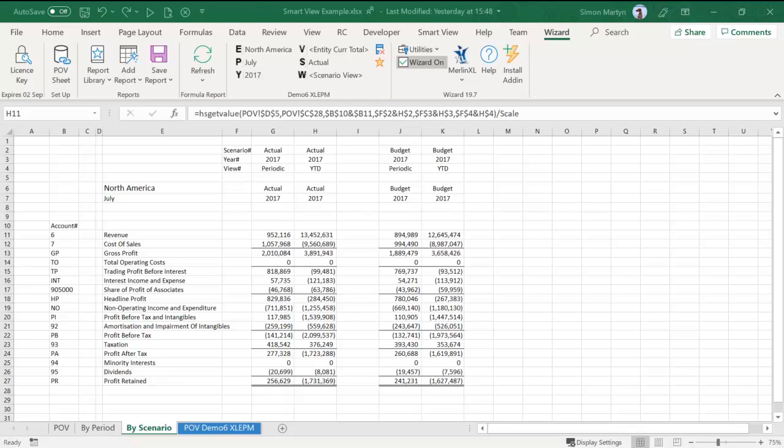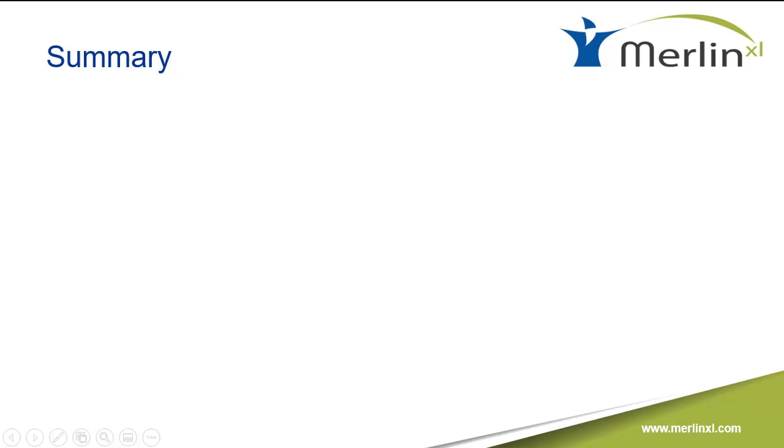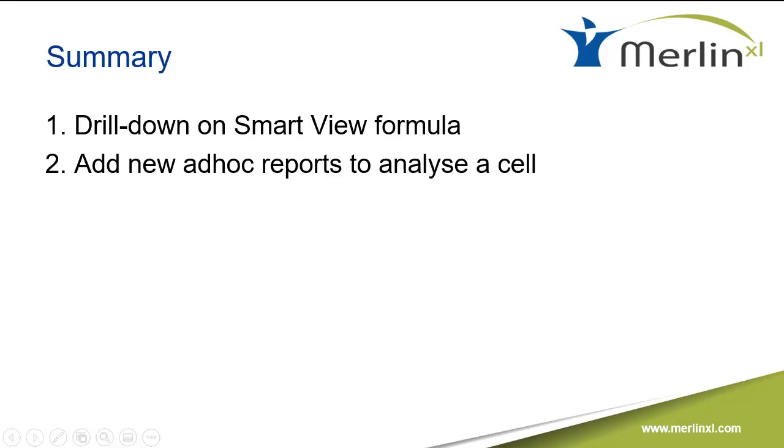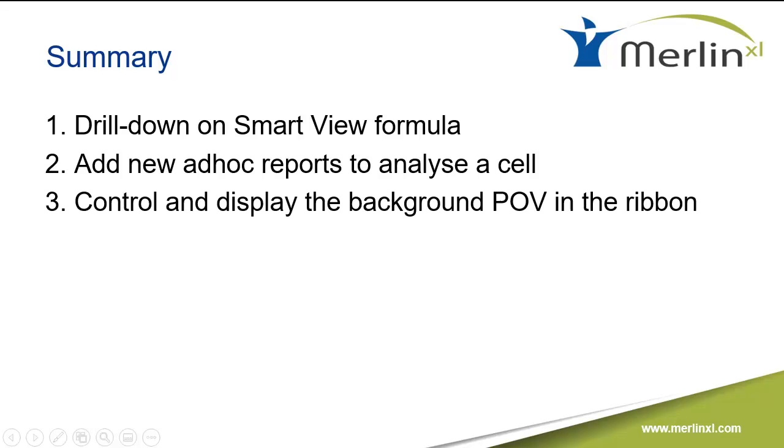By displaying and controlling the background point of view using the SmartView Wizard ribbon, the whole SmartView report becomes just a little easier to manage. In this video, we looked at how you can use the SmartView Wizard on your existing SmartView reports. We saw that by right-clicking on any SmartView data cell, you can drill down on the SmartView formula across almost any dimension, and that the right-click Wizard menu also gives you the ability to create new ad hoc reports analysing the cell that you clicked on. And also we saw that when you connect the SmartView Wizard to a workbook, you can control and display the SmartView's background point of view using the ribbon.